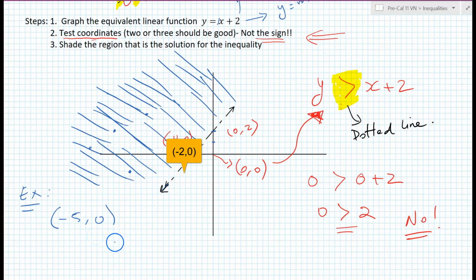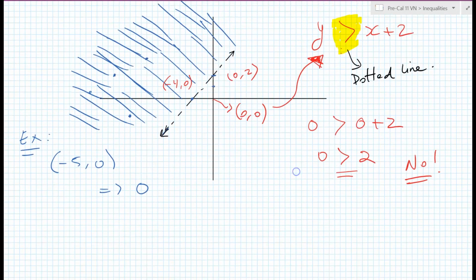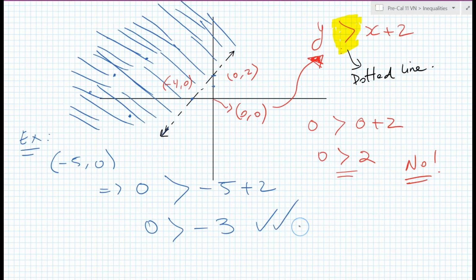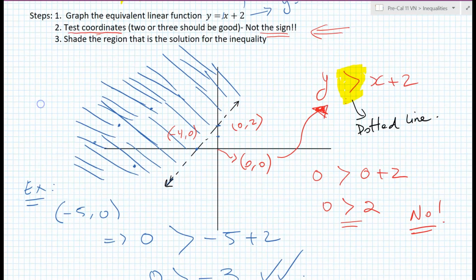So we're testing now: is 0 greater than -5 plus 2? Remember, -5 is for x, 0 is for y. So is 0 greater than -3? Yes, it is. Therefore, that's how you show your solution. And this is it.